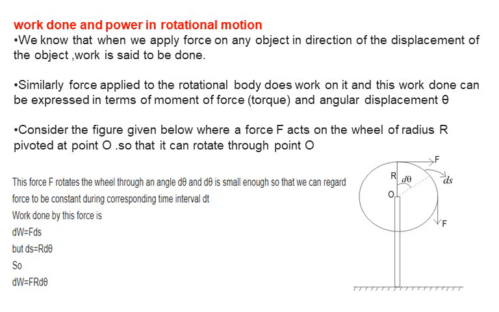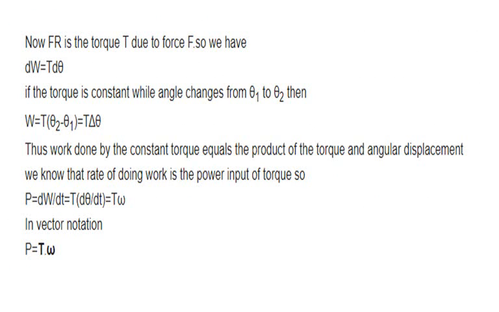You know dW is F dot ds, but ds is r d theta. So dW will be equal to F r d theta. Now F into r is torque. So dW is equal to torque into d theta, and the value of d theta you can replace by theta 2 minus theta 1, final minus initial, or delta theta.